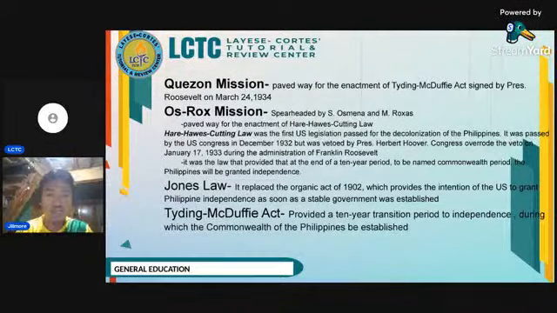The Jones Law replaced the Organic Act of 1902. What was the first Organic Act of the Philippines under U.S. legislation? That was the Cooper Act. And the Jones Law replaced the 1902 Organic Law of the Philippines, and it provides the intention of the U.S. government for Philippine independence as soon as a stable government was established. The Tydings-McDuffie provided a 10-year transition period to independence during which the Commonwealth of the Philippines was established. Very good, Sir Dan Joseph. The first organic law, Cooper Act.